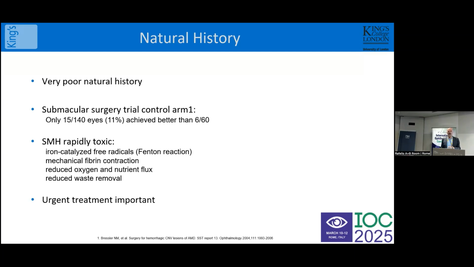So if there was one take-home message from the talk today, it would be act quickly. Treat this like you would maybe a macula-off retinal detachment. It's not something to sit on and refer routinely for a vitreoretinal opinion in 2 weeks' time.